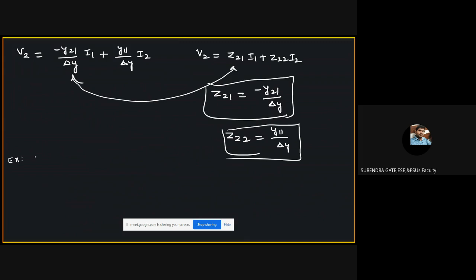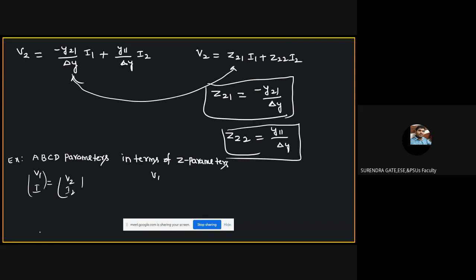For example, write ABCD parameters in terms of z parameters. If the question is asked like this, just an idea I'm giving, then what you can do? ABCD parameters is v1, i1 in terms of v2, i2. This is v2, i2, but z parameters are v1, v2 in terms of i1, i2.